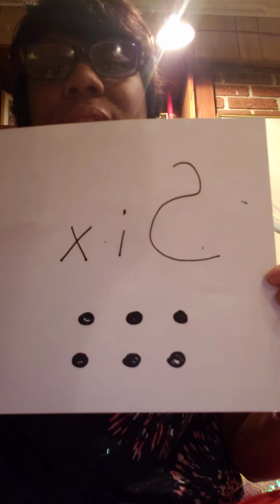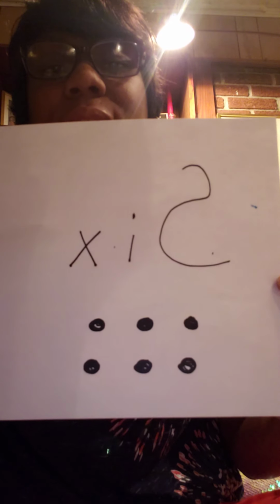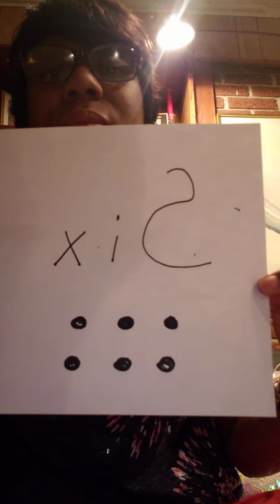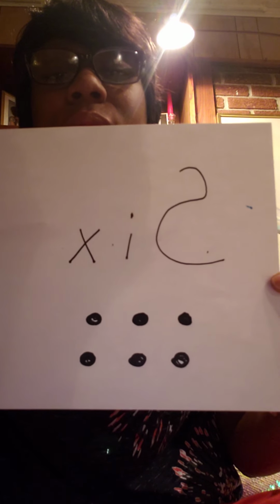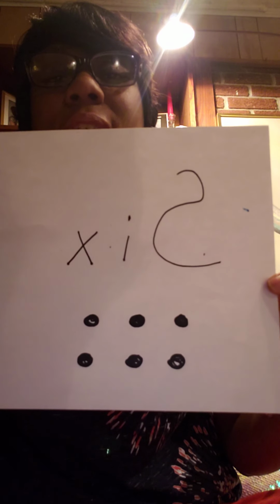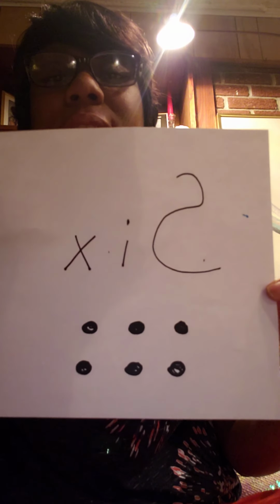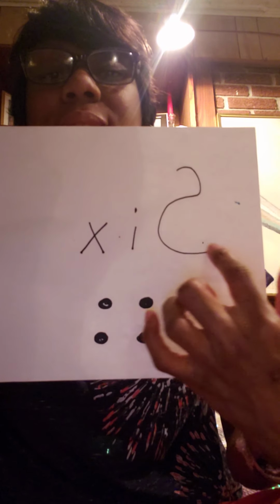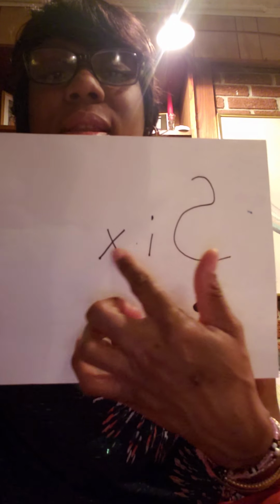Okay, I want you to count the dots. What do you think this number is? What is this word? What's this number? Okay, if you say 6, you are correct. 6, this is how the word 6 is written. The word 6 is written this way.